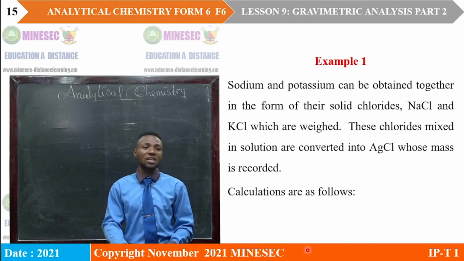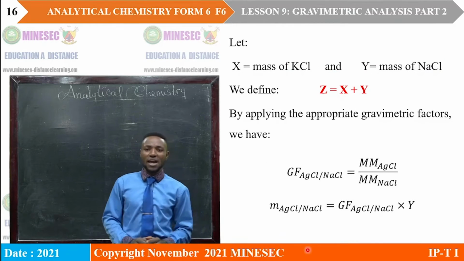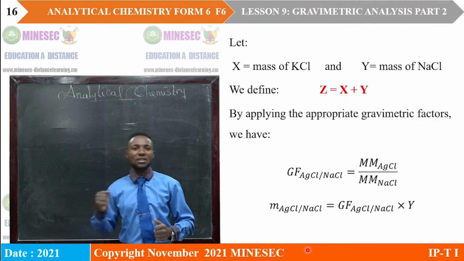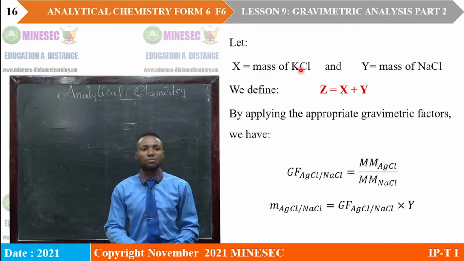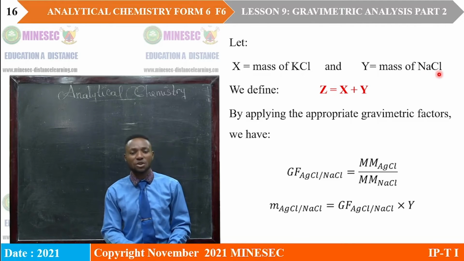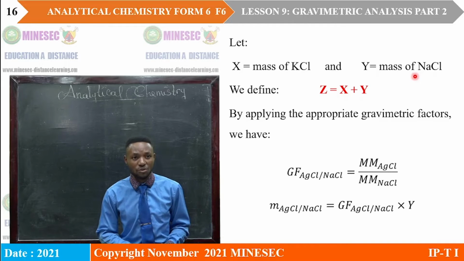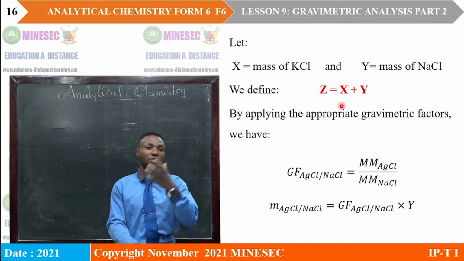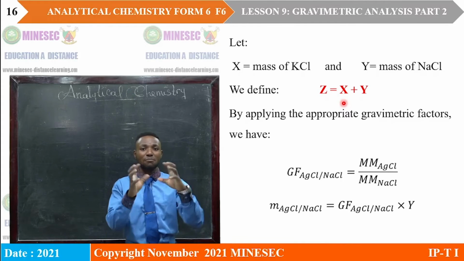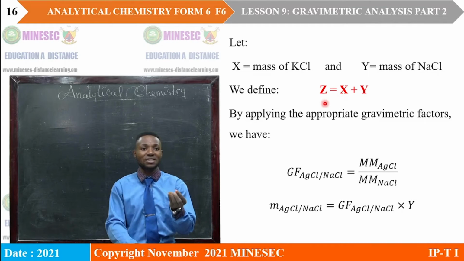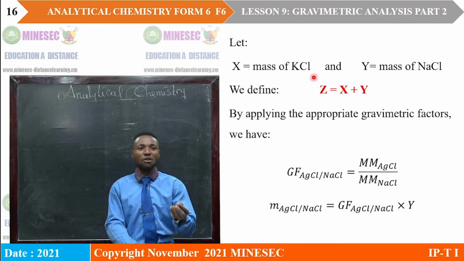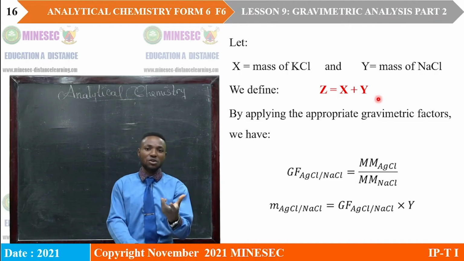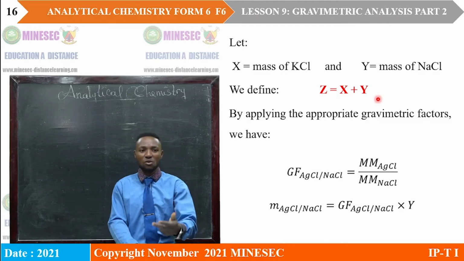Now, the calculations in such an example are done as follows. Since we have potassium chloride on one hand and sodium chloride on the other, we will consider X to be the mass of the first compound and Y the mass of the second compound. Remember, these masses generally are not known. But you have the combined mass of the mixture, which we will call Z. Z is a mixture of the chlorides of these two substances with two different masses, X and Y. The mass of the mixture is therefore the sum of the masses of the individual components.